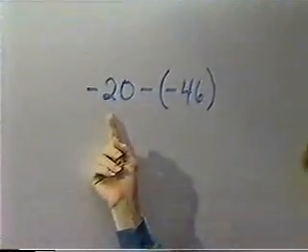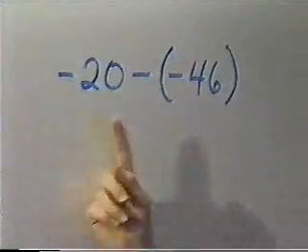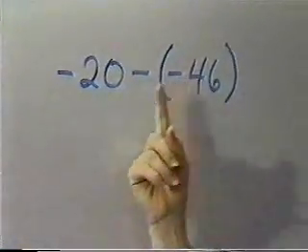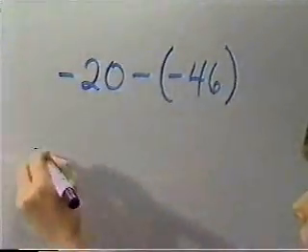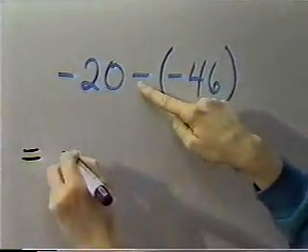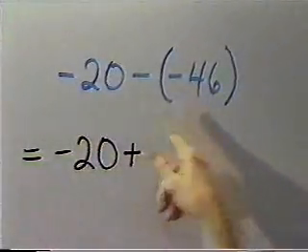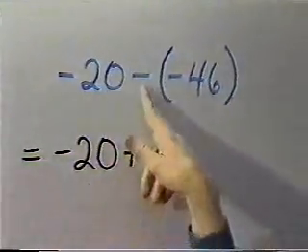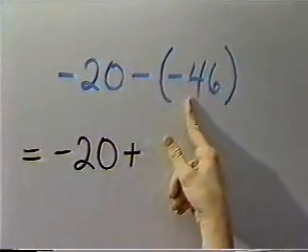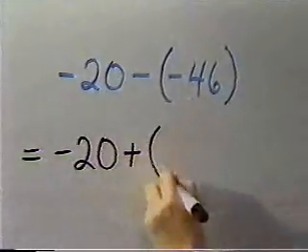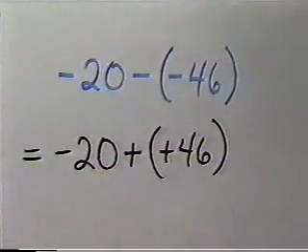Here I have negative 20 minus a negative 46, so I'm subtracting. Subtracting is the same as adding the opposite. Okay, I've rewritten my negative 20. It's the same as adding the opposite. Well, what's the opposite of negative 46? The opposite of negative 46 would be positive 46, or just 46 if you like it.